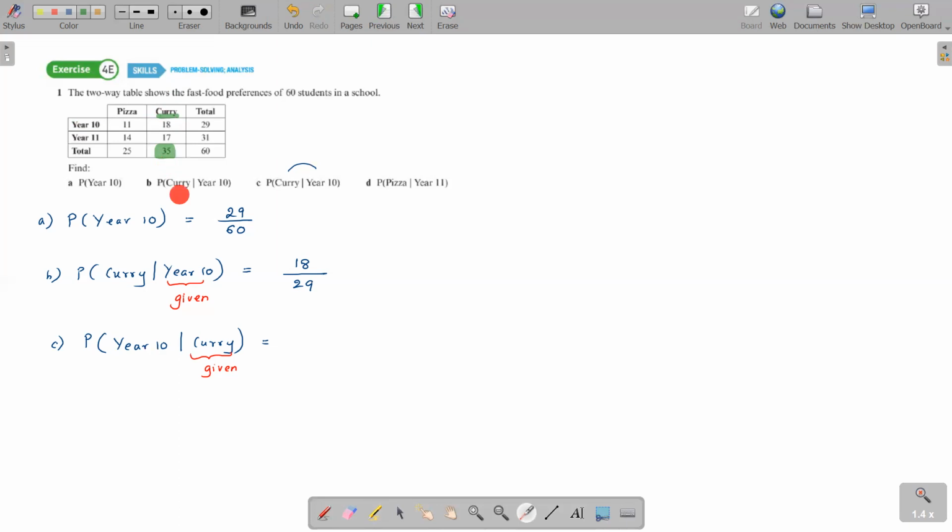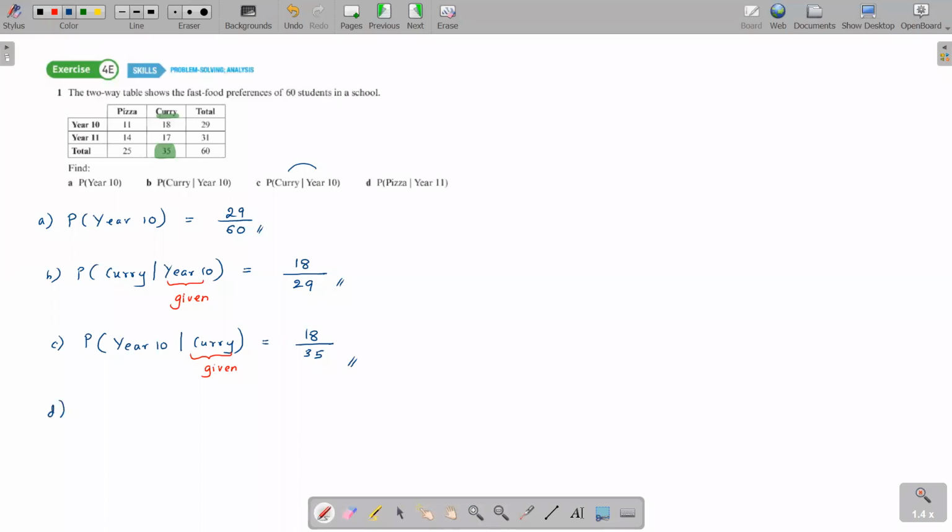Can you see? Now you look into this because this is the given event. For curry, you have 35 students who prefer that. And from that 35, remember now we are not going for the whole population. From these 35 students, how many are there in year 10? This 35 is made from 18 year 10 students and 17 year 11 students. So we can see 18 of them are year 10. So this is the conditional probability. Do you see how it's done? All right. So you can attempt part D on your own now.